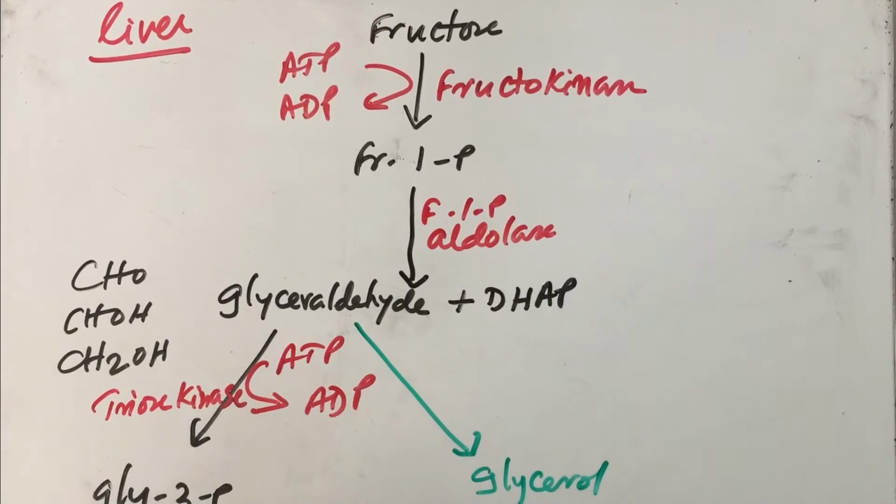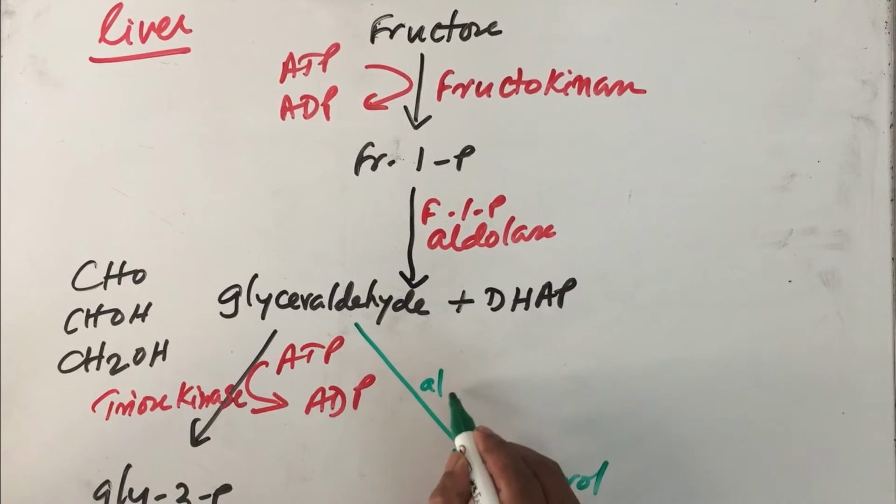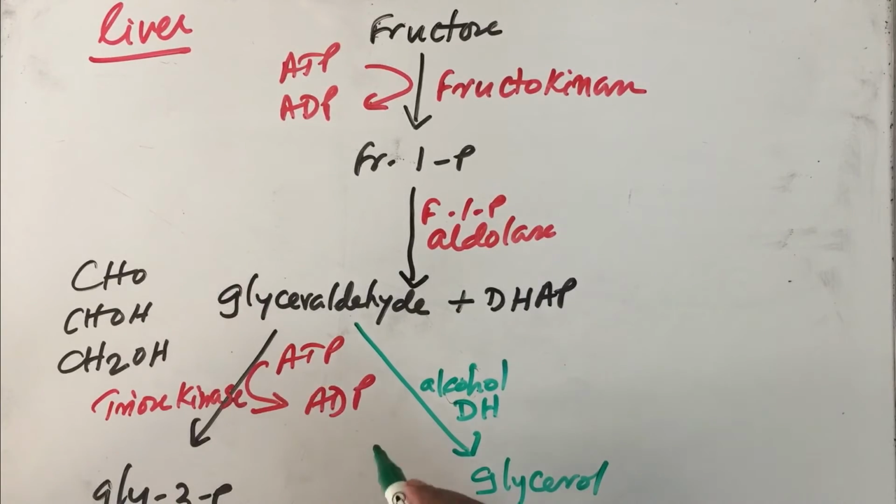Okay, glyceraldehyde is converted to glycerol. Now remember, this is an alcohol, this is an aldehyde. So therefore you have an enzyme which is an alcohol dehydrogenase. It is an alcohol dehydrogenase and it is an NADH dependent enzyme. Okay, 2 hydrogens are added, you get glycerol.